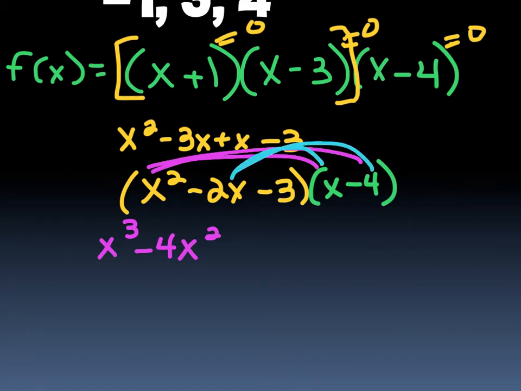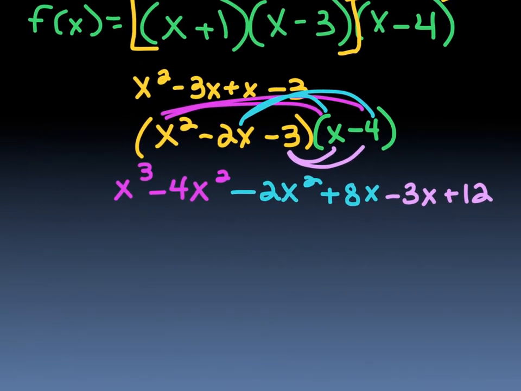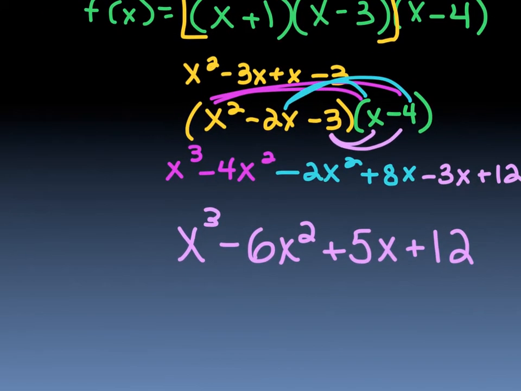Negative 2x times x is negative 2x squared. Negative 2x times negative 4 is positive 8x. And then the last one, negative 3 times x and negative 3 times negative 4. Negative 3x plus 12. And then when you want to combine your like terms, so x to the third, there's 2x squared, negative 6x squared. There's 2 x's, positive 5x, positive 12, equals f of x.